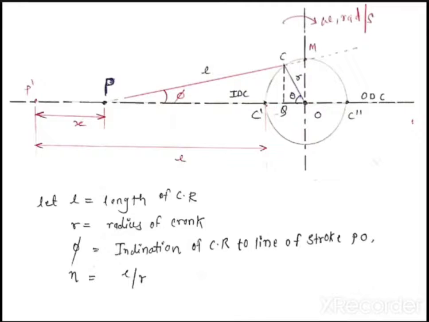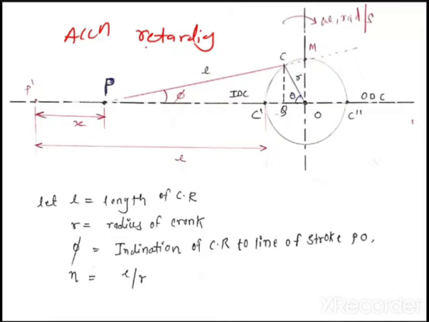IDC is nothing but inner dead center. ODC is nothing but outer dead center. Means what? When the crank is at this position C dash, it is called the inner dead center. When the crank is at this position C double dash, it is called the ODC, outer dead center. Now basically there is a cycle which I will explain later. There are two types of motion: one is the accelerating motion and second is the retarding motion, or you can call it deceleration.